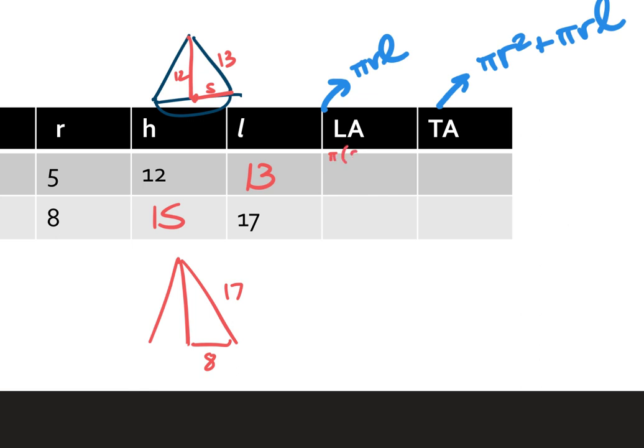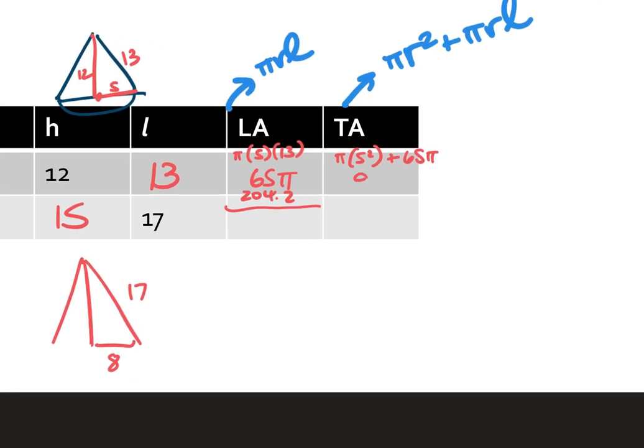So pi times 5 times 13 is 65 pi, which is 204.2. And then the total area would be pi 5 squared plus 65 pi, 25 pi plus 65 pi, or 90 pi, which is 282.74.